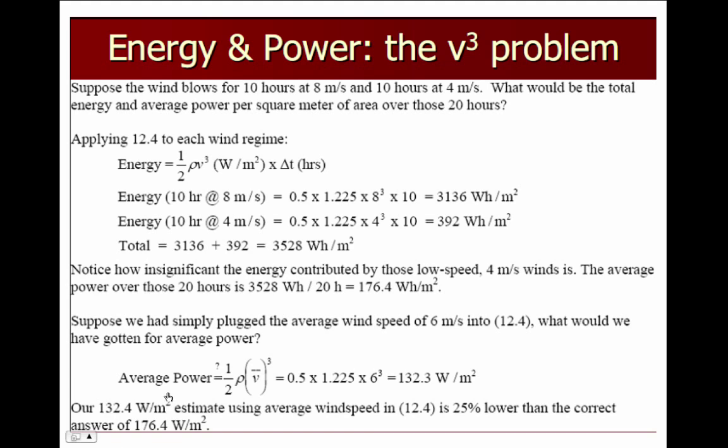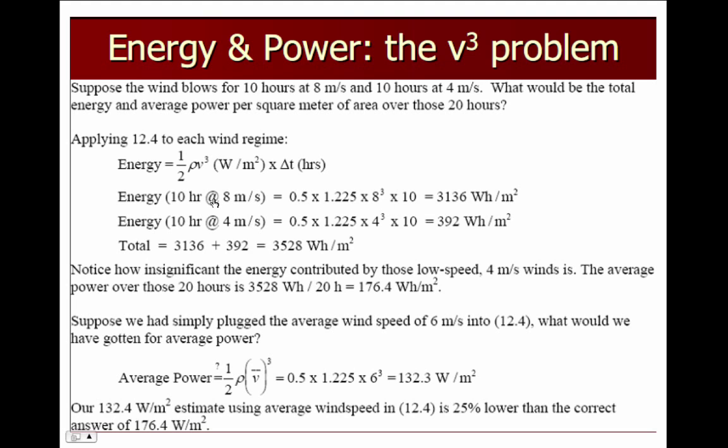We talked a little bit earlier about the V cubed problem, and I think we already went through this, where we looked at the situation. The wind blows 10 hours at 8 meters per second, and 10 hours at 4 meters per second. So 10 hours at 8 meters per second is going to produce this, per meter squared. To get the total energy for a wind turbine, you'd multiply this by the area of the circle that the blades make, based on its diameter.